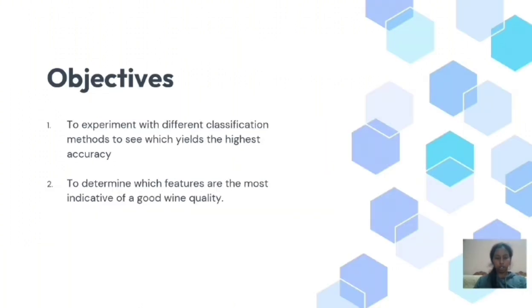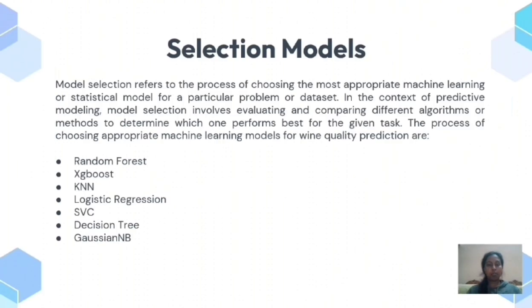The objective of this project is to experiment with different classification methods to see which yields the highest accuracy and to determine which features are the most indicative of good wine quality. Model selection refers to the process of choosing the most appropriate machine learning or statistical method for a particular problem or dataset. In the context of predictive modeling, model selection involves evaluating and comparing different algorithms or methods to determine which one performs best for the given task.